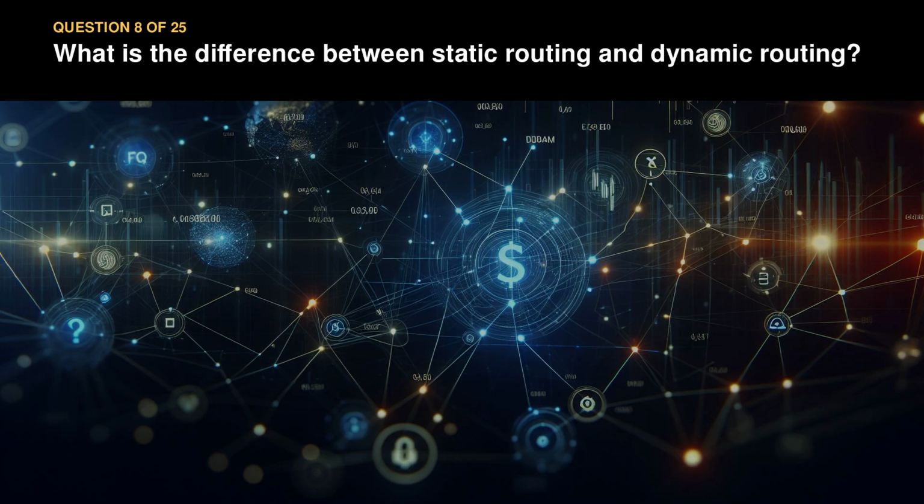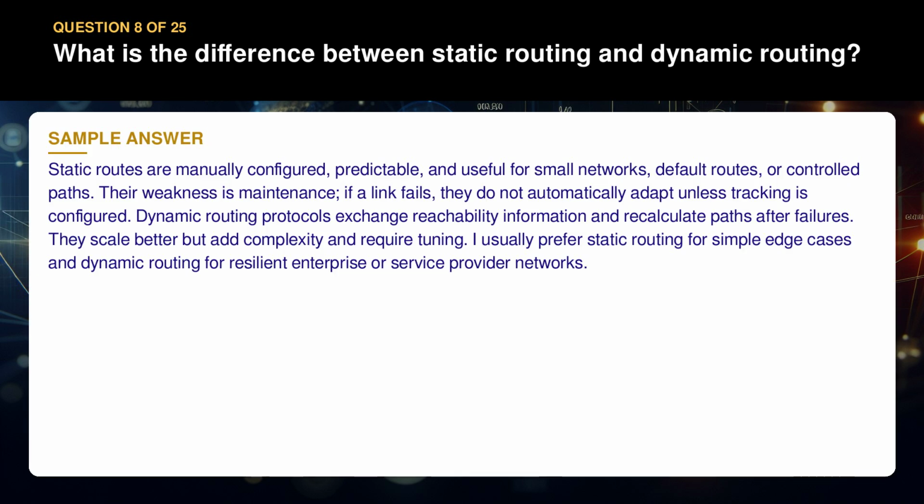Question 8. What is the difference between static routing and dynamic routing? Static routes are manually configured, predictable, and useful for small networks, default routes, or controlled paths. Their weakness is maintenance. If a link fails, they do not automatically adapt unless tracking is configured. Dynamic routing protocols exchange reachability information and recalculate paths after failures. They scale better but add complexity and require tuning. I usually prefer static routing for simple edge cases and dynamic routing for resilient enterprise or service provider networks.